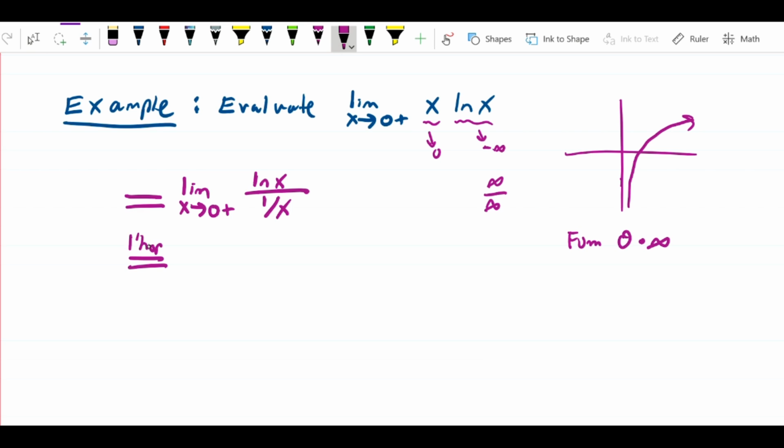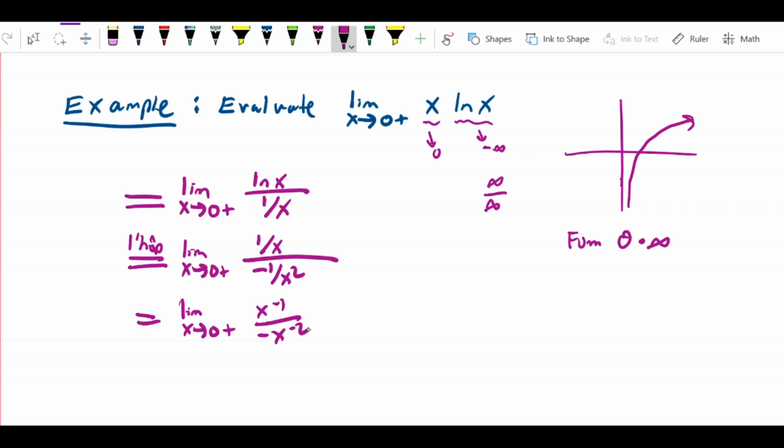So by L'Hopital's rule, we can take the derivative of the top and the bottom, and this is going to be 1 over x, that's the derivative of ln x, and the derivative of 1 over x is negative 1 over x squared. So just to write it a little bit more clearly, this is going to be x to the negative 1 over negative x to the negative 2.